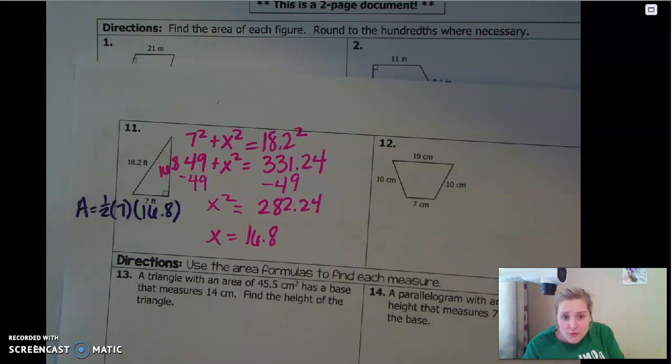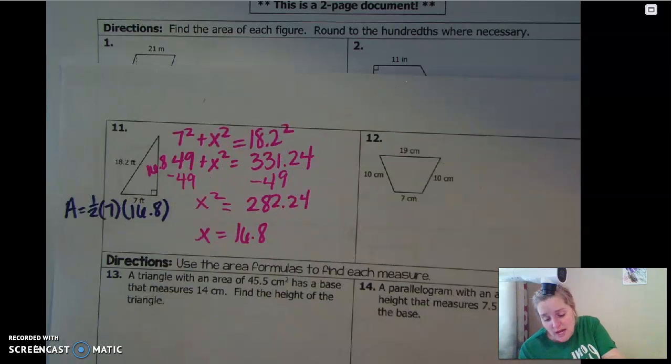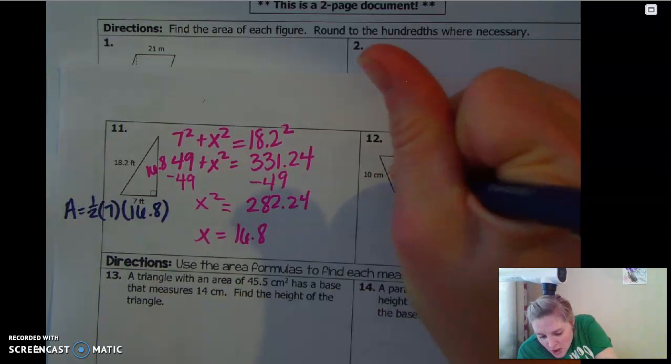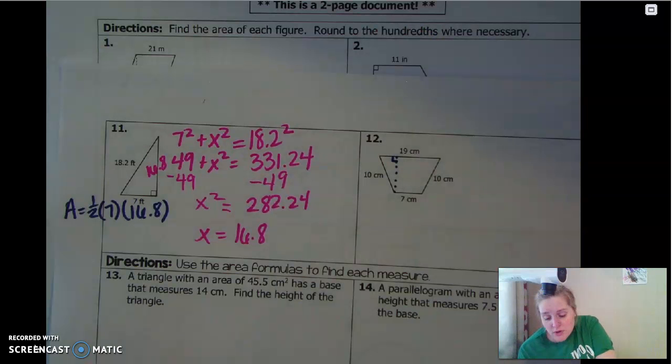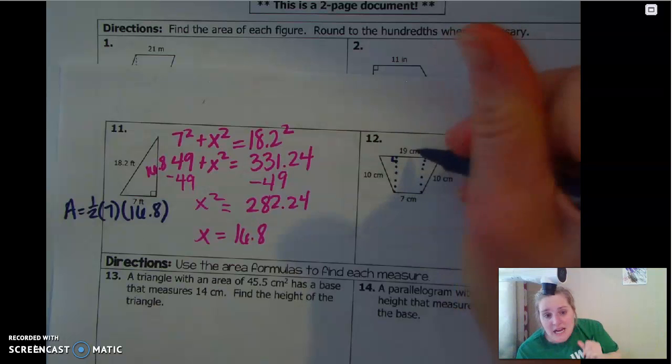Now, for this one, we again have a trapezoid. This is kind of like what we've already done in class. We have to find the height. We've got our two bases. We don't know the height. So what you're doing is you're going to create a right triangle. You know that this is 7 and this is 19.